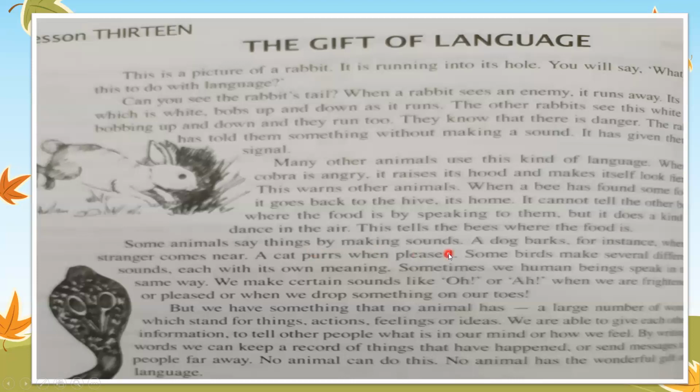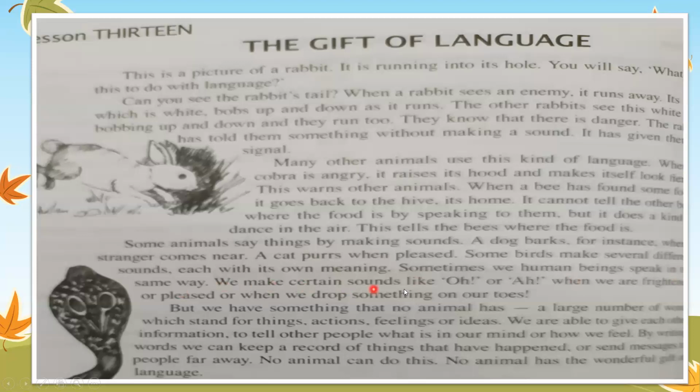Here a few animals showed signals, and some animals say things by making sounds. A dog barks, for instance, when a stranger comes near. A cat purrs when pleased. Some birds make several different sounds, each with its own meaning. Sometimes we human beings speak in the same way.